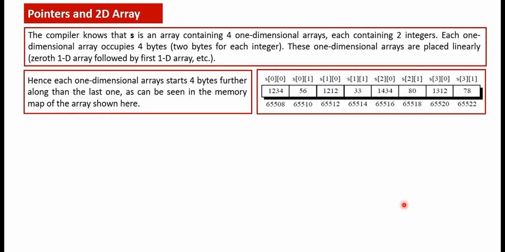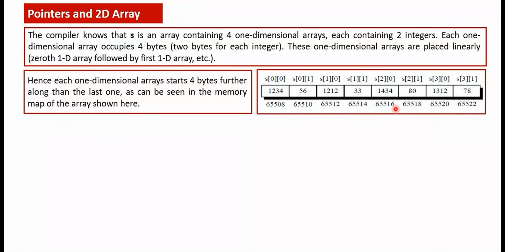So here you can see again the same memory map. Each one-dimensional array starts 4 bytes further along than the last one, as you can see in this memory map. If you consider these groups of 2 values as a one-dimensional array, the 0th 1D array will be 1234 and 56, these 2 values. Similarly, the next 1D array will be 1212 and 33, and the next two groups after that. Therefore the output in the previous program has 65508 for the 0th 1D array, 65512 for the first, 65516 for the second, and 65520 for the third one-dimensional array.